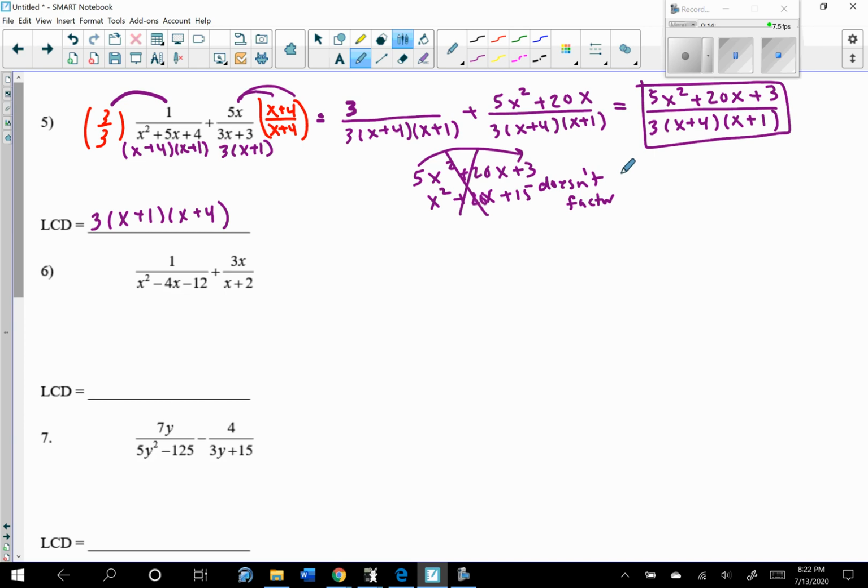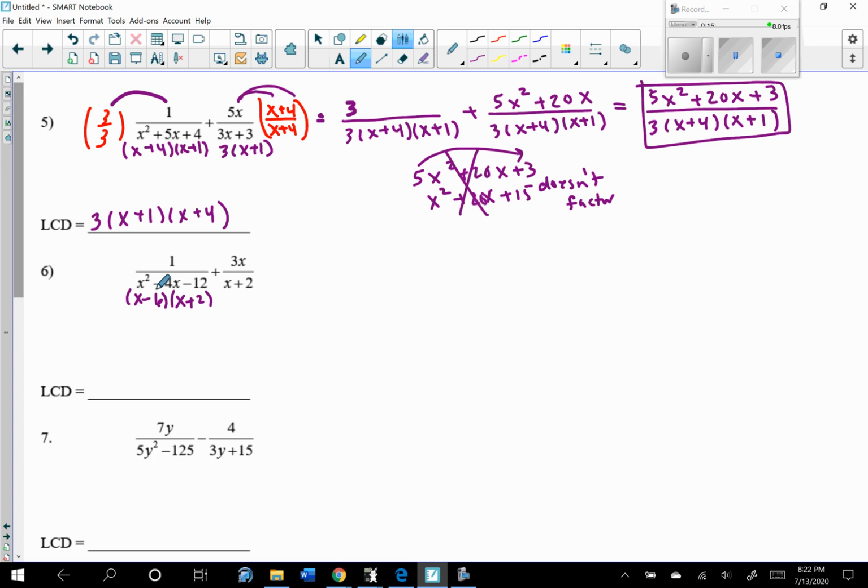All right, go ahead and see if you can do number 6 on your own. When you're done, you can unpause to check your work. So looking at question number 6, again, the first thing you want to do is factor. So if I factor this, we want factors of negative 12 that add up to negative 4. So x minus 6 times x plus 2.